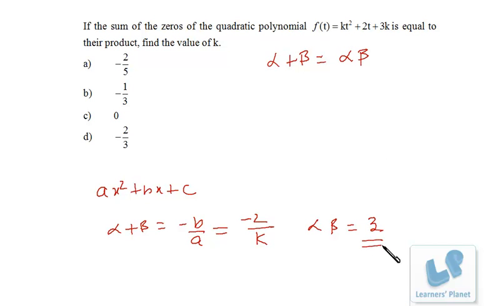So it's 3, right? Now we put the values of alpha plus beta and alpha beta in this given relationship, where we are given that sum of zeros is equal to their product. So alpha plus beta is minus 2 by k and alpha beta is 3. So k will be equal to minus 2 by 3, right? So k will be equal to minus 2 by 3. I hope you are clear.